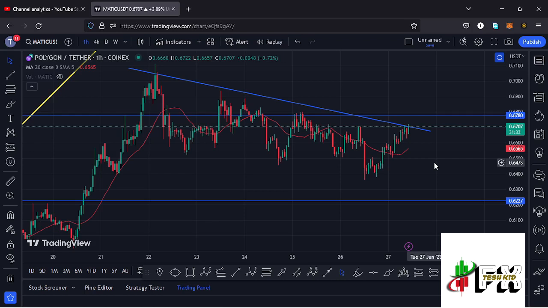At the time of this recording, Matic is trying to break through this ascending trend line that we have here on the charts. On a break above it we can watch out for a successful retest before we can continue gearing up. Also watch out for a break above our next key area of resistance at around the $0.678 mark, and on a break above that we can also watch out for a successful retest on the lower time frames before we can continue gearing up and continue unlocking higher prices.